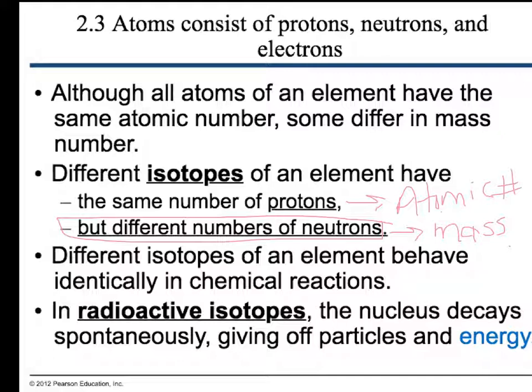Sometimes, because they have those extra neutrons, it makes the nucleus unstable. And when it's unstable, it's going to try to get stable. In order to do that, it has to give off energy, and sometimes it actually gives off some subatomic particles as well. Those are what we refer to as radioactive isotopes.